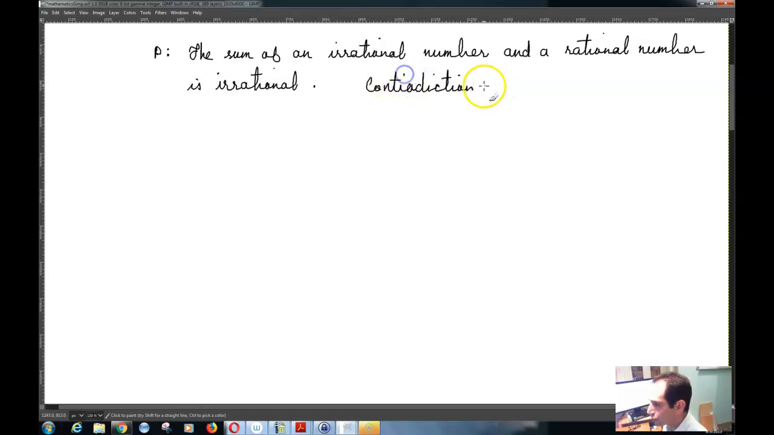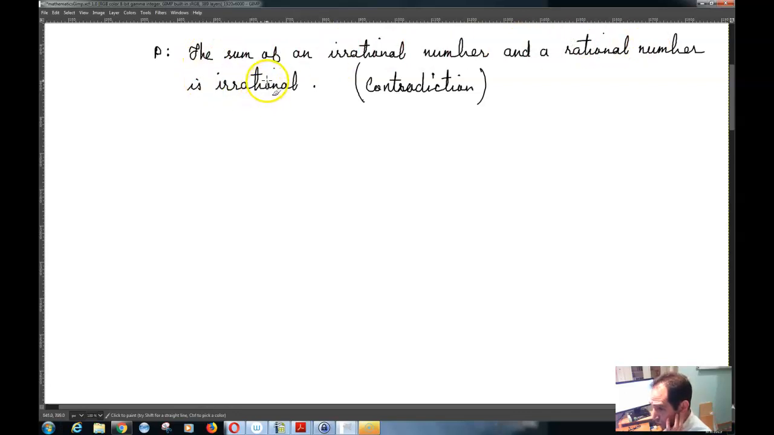Using the method of contradiction. So what that means is that the statement that we want to prove, that P is true, right? So we want to prove that P is true, meaning that we want to prove that this statement is true.